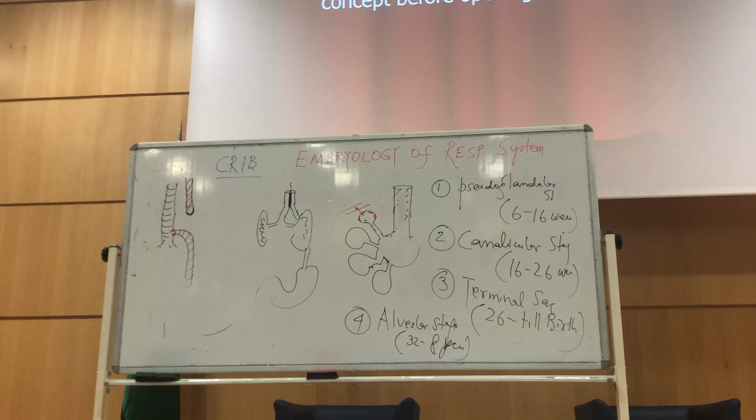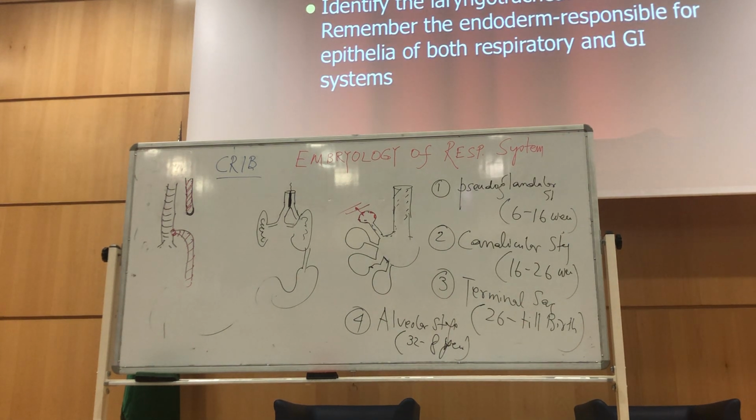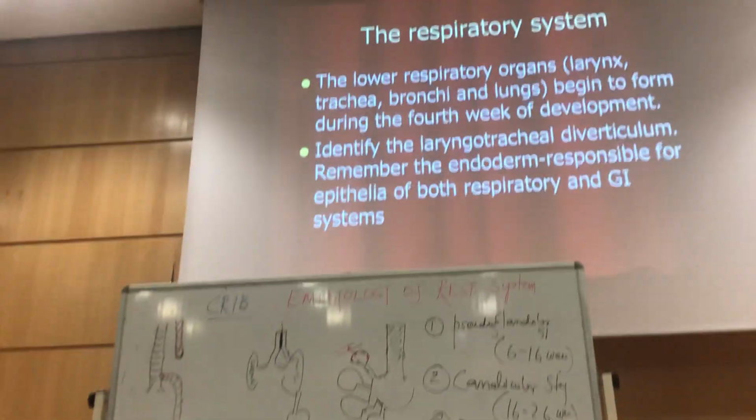The first slide, obviously, I talk about myself, but make sure that you have some concept. So, if I read it: the respiratory system, the lower respiratory organs, larynx, upper and the lower both, the larynx, trachea, bronchus, and the lung, begin to form during the 4th week of development. I should put not the lower, but the upper and the lower both. The identified laryngotracheal diverticulum, remember the endoderm is responsible for epithelium for both respiratory and GI system.